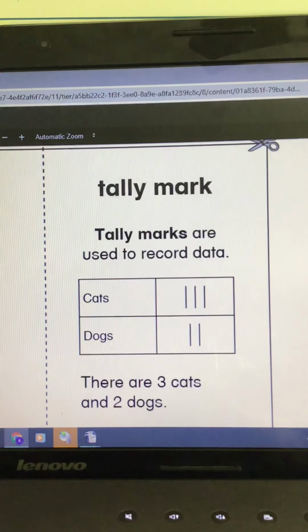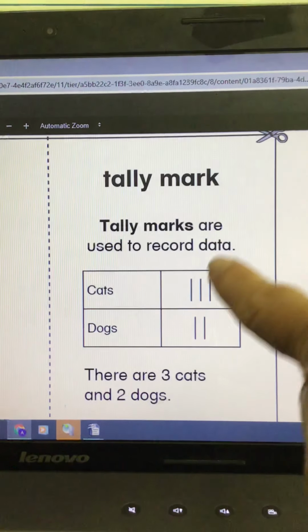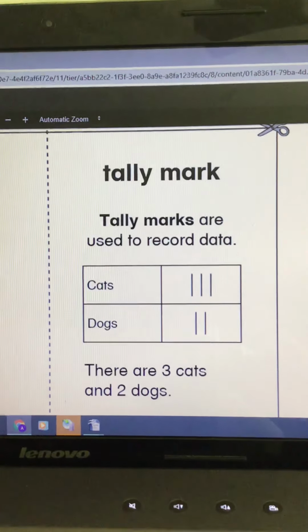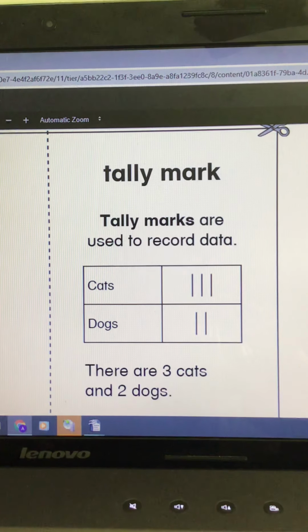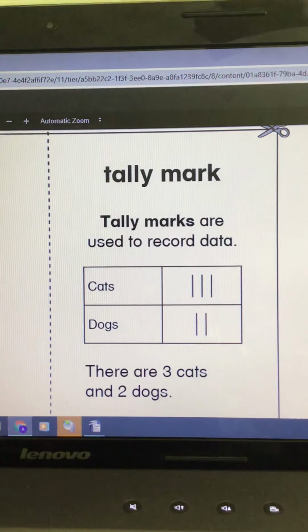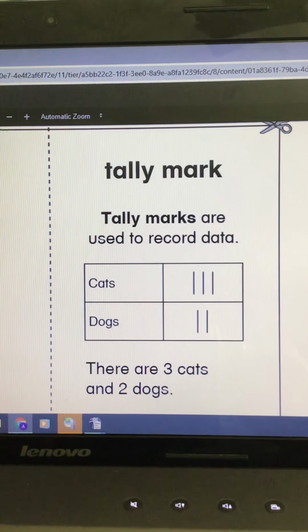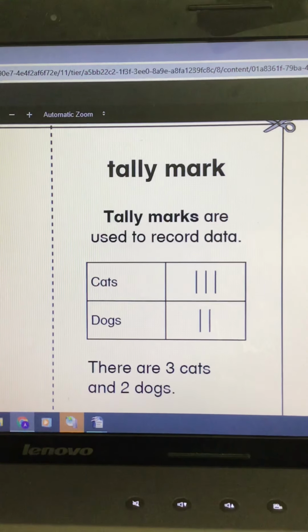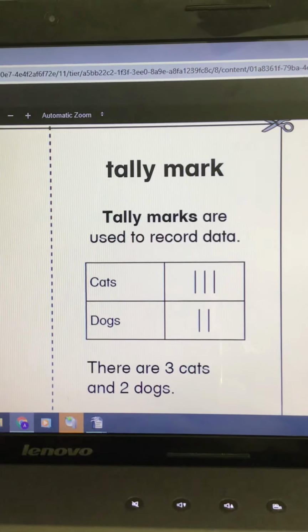Tally mark. In a couple days we'll be learning about tally marks. A tally mark is this line right here, looks like a 1, and that's used to record data. So if you're walking around asking people if they like cats or if they like dogs, each time somebody tells you what they like, or votes, you would make one line or one tally mark for them.